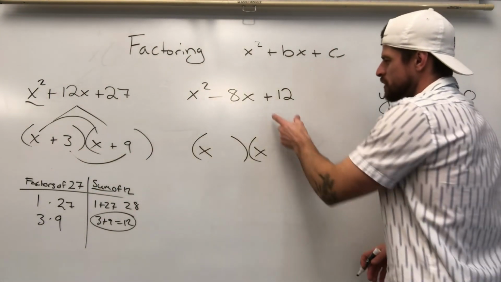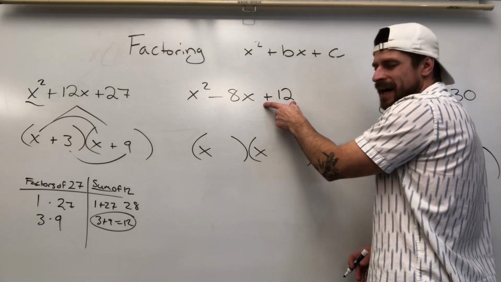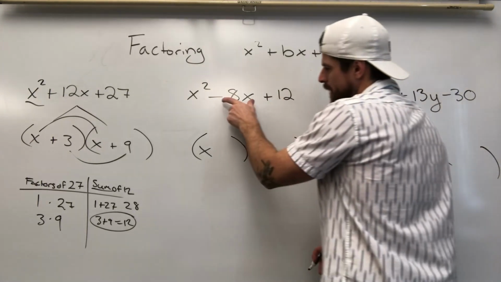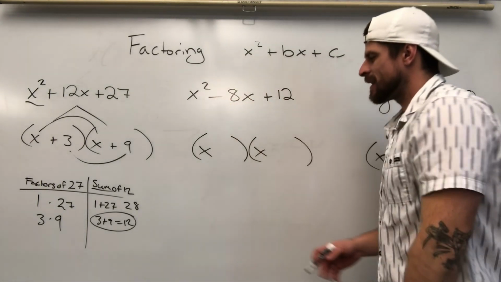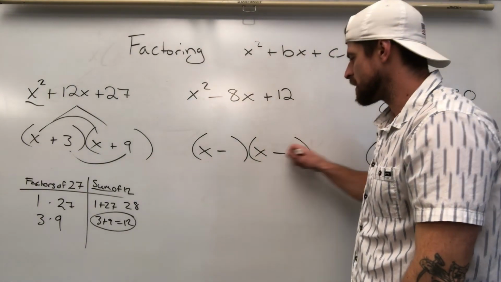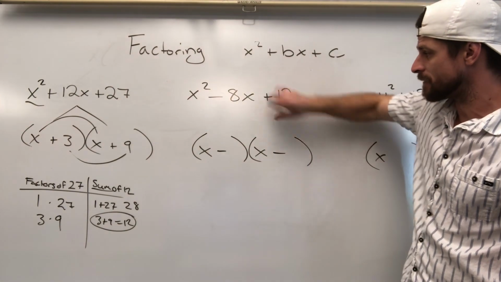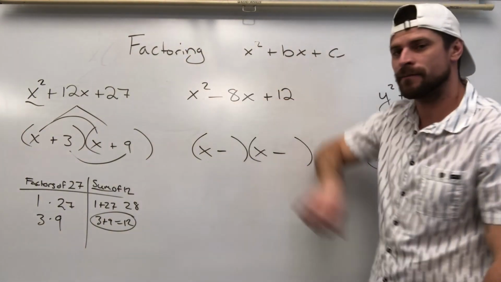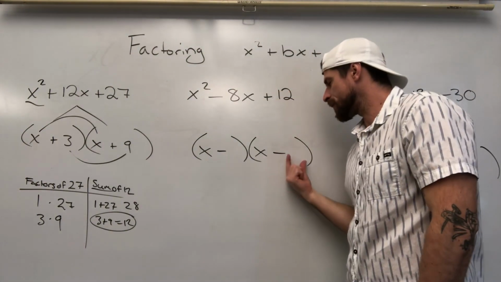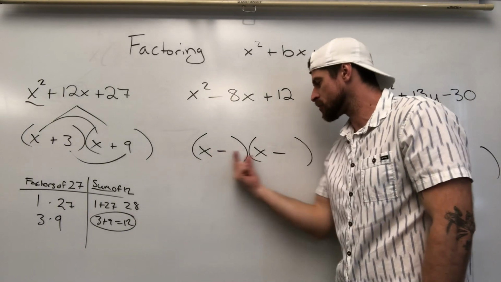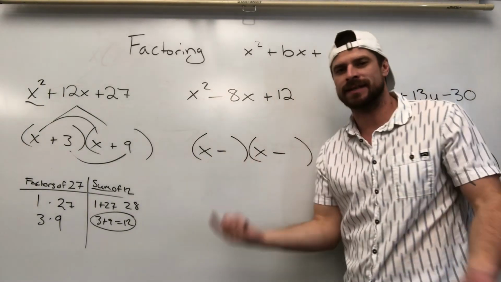Okay, so how am I supposed to come up with 2 numbers that multiply together to make a positive 12? But when I add them together, I get a negative 8. That means both of them are going to have to be negatives. Okay, so when this occurs, positive c value, negative b value, you know both of those numbers you're going to try and find have to be negatives.